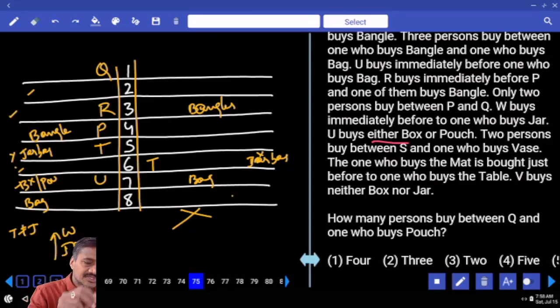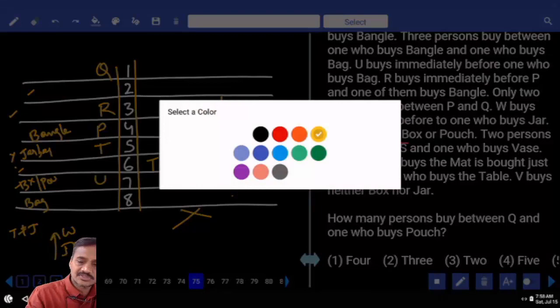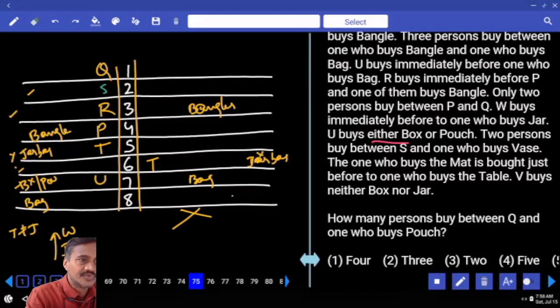Then where can this S be? Can we have S at this place? Can S be here? If S is here, 2 persons between S and vase is not possible, isn't it? Then what is the other possibility we have? Can we have S at this place? And 2 persons between S and vase. Now if S is here, now R must be here. This is one such possibility we have, isn't it?